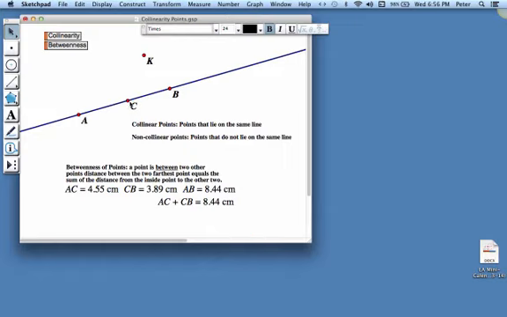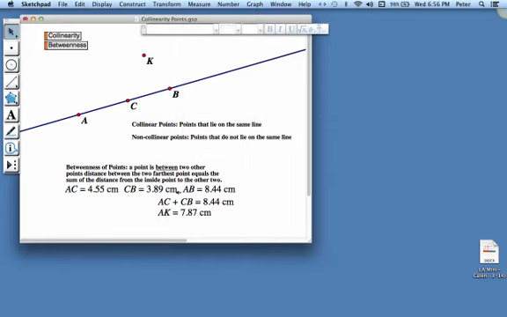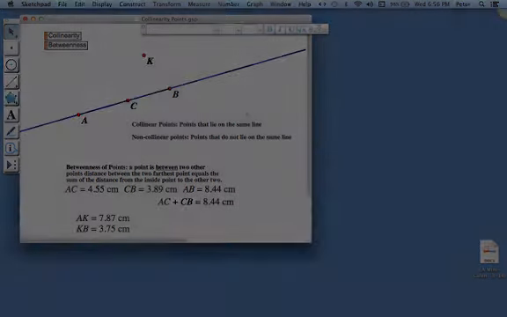However, if I were to measure the distance from A to C and add that, the distance from A to K, and add that to the distance from B to K, we can tell that that sum would be much greater than the distance from A to B. Therefore, we can conclude that K is not between A and B. You could also just look at the picture. Only C is between A and B.